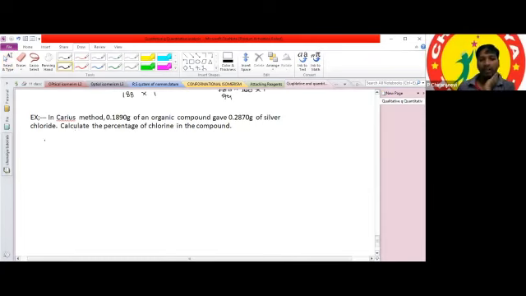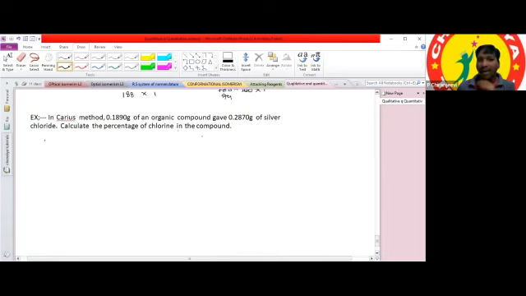In a Carius method, 0.1890 grams of the organic compound gave 0.2870 grams of silver chloride. Calculate the percentage of chlorine in the compound. Tanishk, what is the formula we can use? Tanishk, Samhita, Sai Akshit, what is the formula we can use? What are they asking?